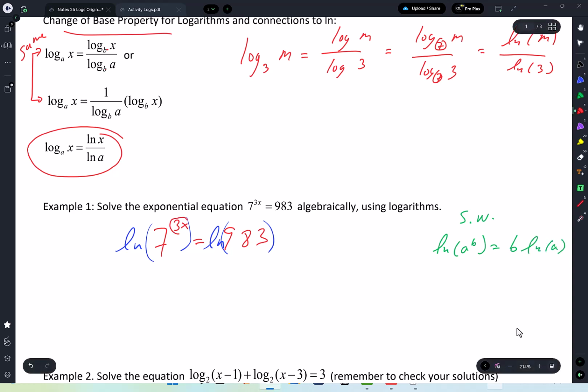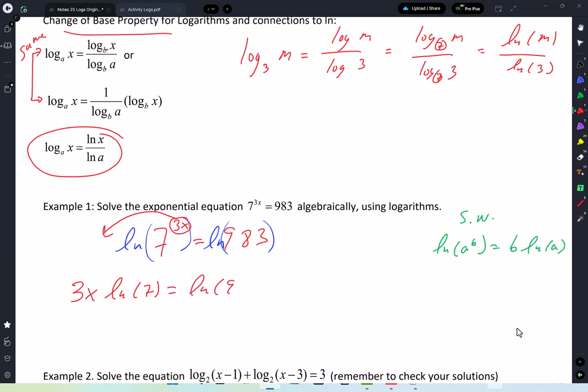So I'll bring that 3x down. So you're going to have 3x ln of 7 equals ln of 983. You want to solve for x, so this is all a product. This is 3 times x times ln of 7. So to get the x by itself, you just divide by 3 ln 7. So x equals ln 983 divided by 3 ln 7. That's not the only way you can write it. You could also write it like ln 983 divided by ln 7 to the third power. But I actually like this one here.